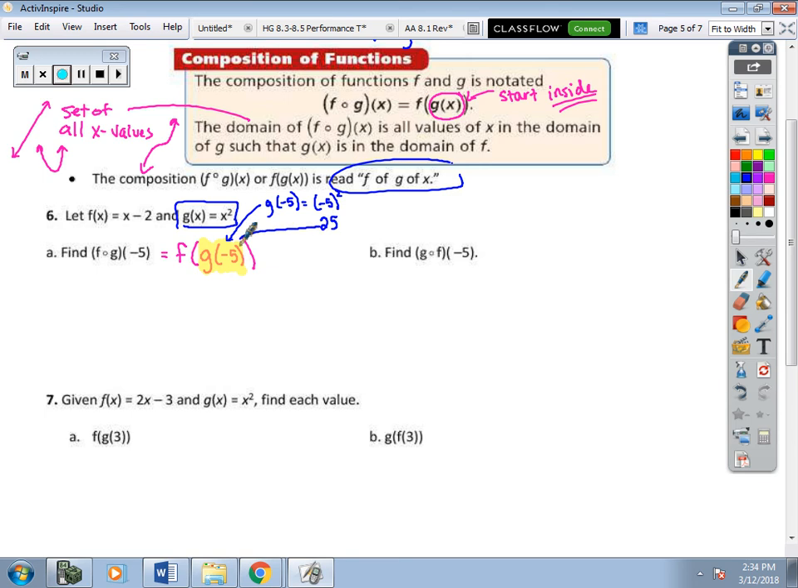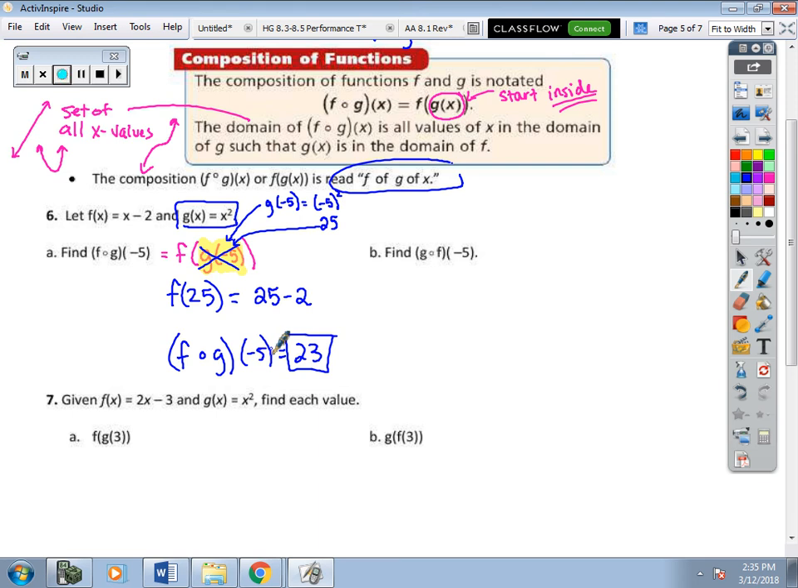So you take the 25 and you plug it back in, getting rid of this whole thing to get f of 25. And then once you have that simplified, all we then have to do is plug 25 into the f of x function. The f of x function is x minus 2, so this would be 25 minus 2. And so we get that our final answer for f of g of negative 5 is 23. You don't have to rewrite this answer, you can just get your answer of 23.